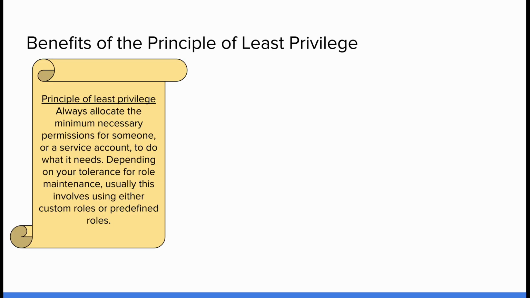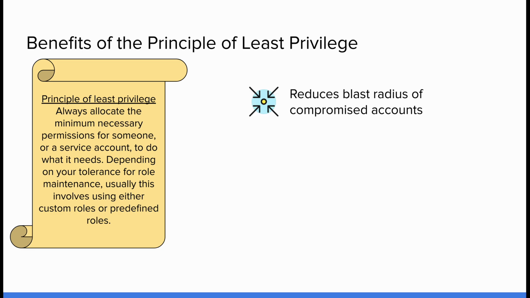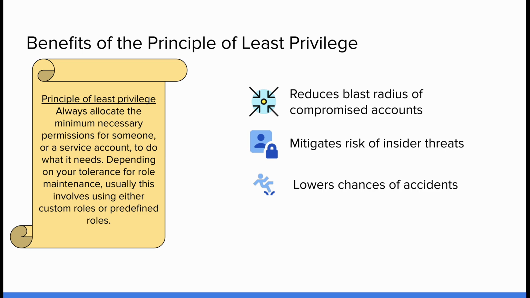Let's look at some of the key benefits of this approach. First, as I said earlier, it reduces the blast radius of compromised accounts. By granting only the necessary permissions, we limit the potential damage if an account is breached. Second, it helps to mitigate the risk of insider threats. So when users have only the access that they need, it reduces the likelihood that they can misuse other resources. Third, it lowers the chances of accidents. Less access means fewer opportunities for users or systems to make mistakes, such as deleting critical data or resources.